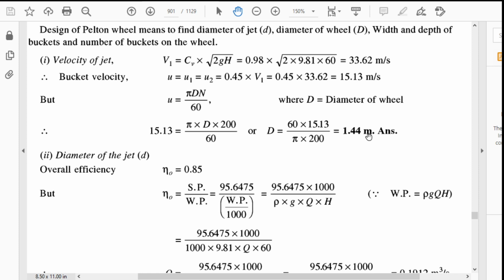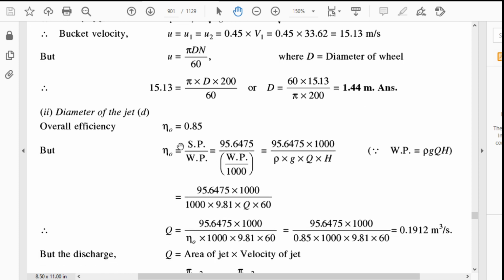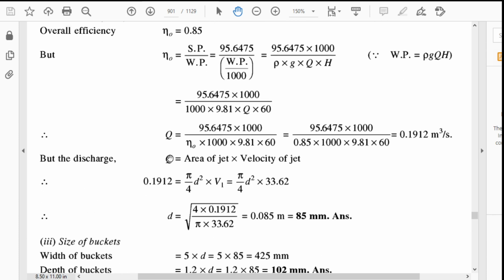Now the diameter of wheel is known, the diameter of jet we have to find out. For finding the diameter of jet, we can use the overall efficiency. Overall efficiency is nothing but shaft power divided by water power. In water power you can calculate the discharge, the total discharge through that jet. Now by using that discharge, you can find the area, and by using the area you can find the diameter. So firstly use the formula for overall efficiency.